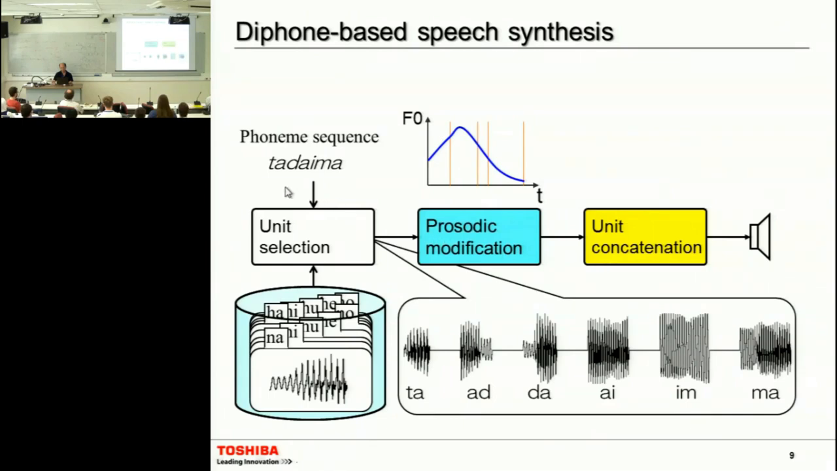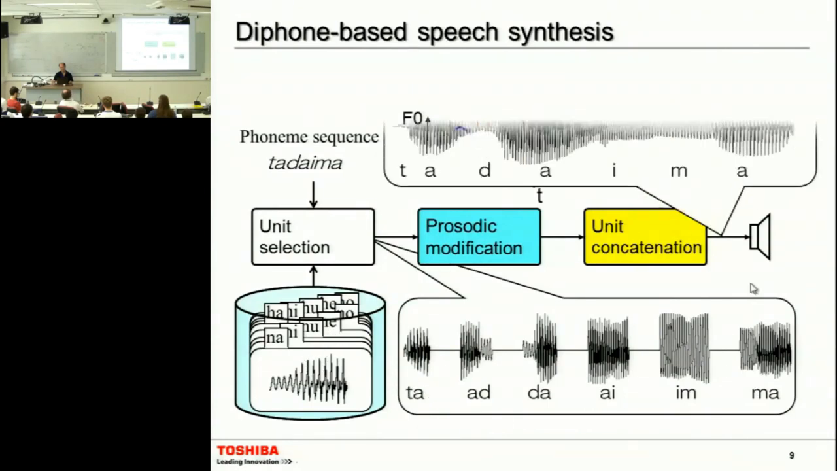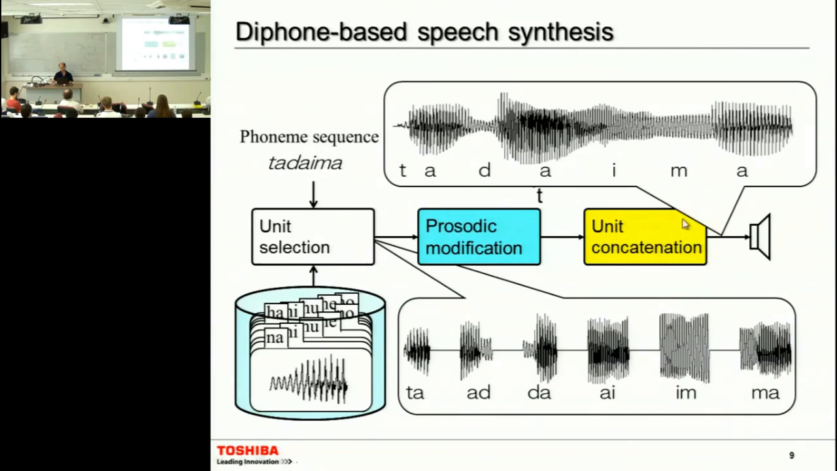Okay, in this case, we have a phoneme sequence like this. This is Japanese, and we retrieve diphone units from the inventory, and concatenate. Then we produce synthetic speech.